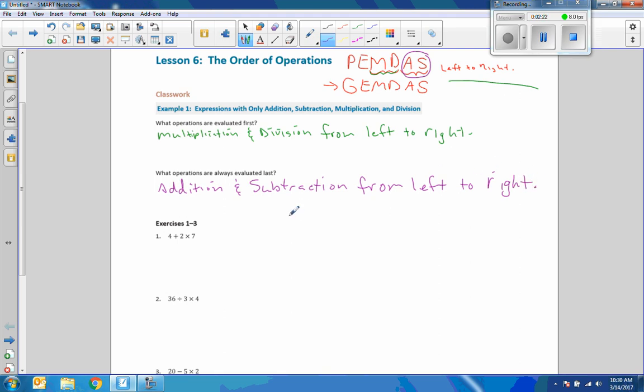Okay. So here's an exercise. 4 plus 2 times 7. What gets done first? Multiplication. It comes before addition. So I'm going to leave that 4 there and do the multiplication. 2 times 7 is 14. Now we only have addition. We do left to right. 4 plus 14 is 18. Okay? If we don't do this in the right order and we add first, 4 plus 2 is 6. 6 times 7 is 42. That is not 18, and that is not correct.